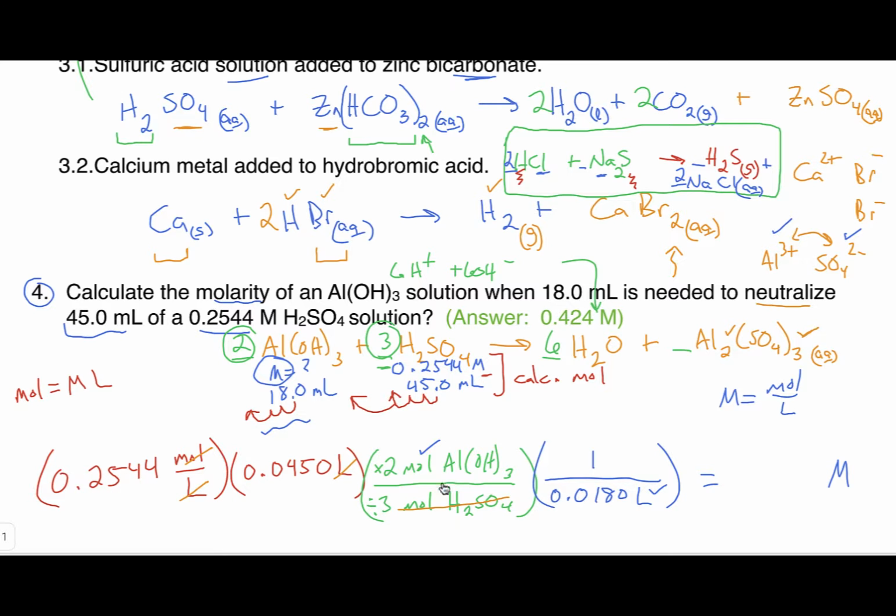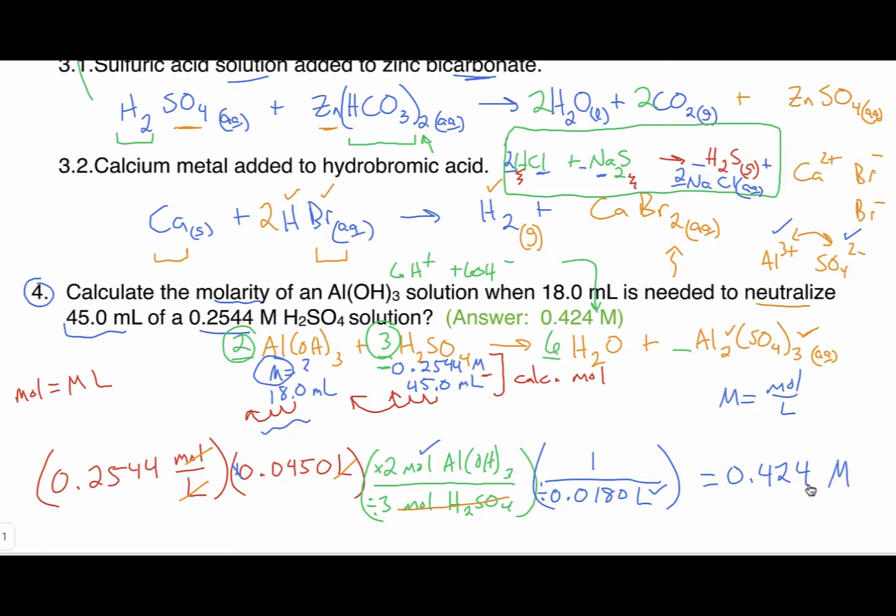So if I do this entire calculation, 0.2544 times that volume times 2 divided by 3 divided by the 0.018, then my calculator gives me, well, let's see. I've actually rounded it off to the proper number of sig figs in my notes. I'll just stick with that.